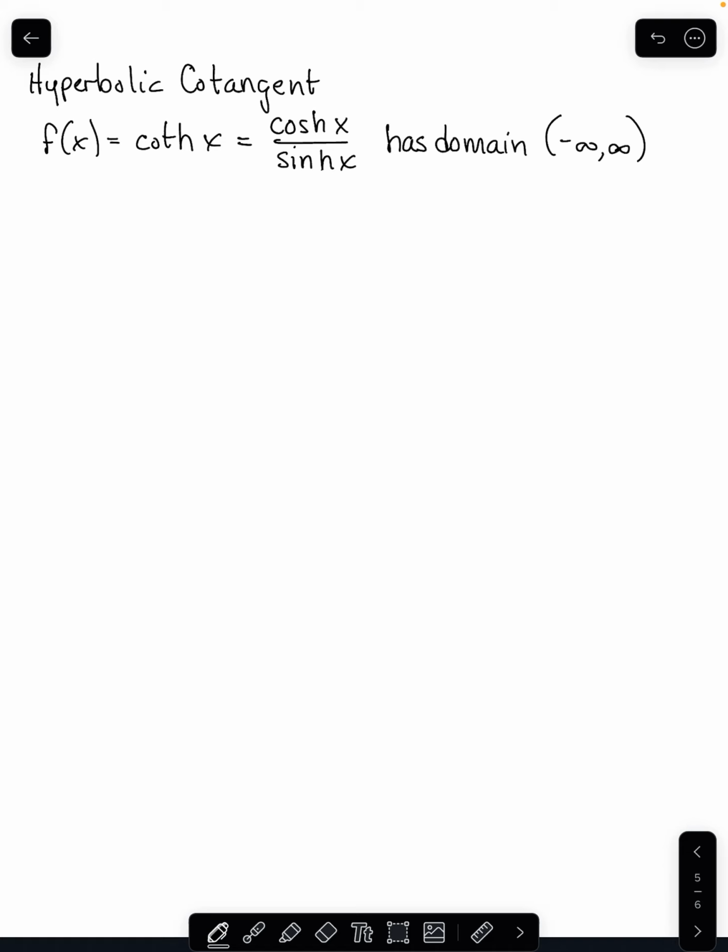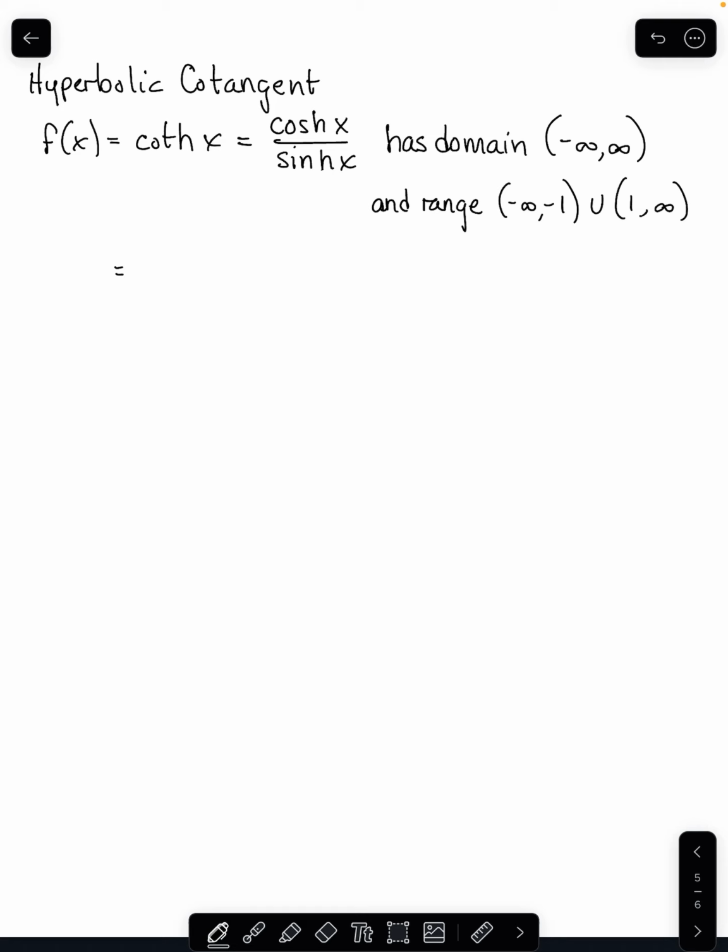So the range will exceed 1. On the negative side, it will exceed -1, and on the positive side, it will exceed +1. Again, not including them. If hyperbolic tangent was not allowed to be equal to 1 or -1, then its reciprocal certainly cannot be equal to 1 or -1.